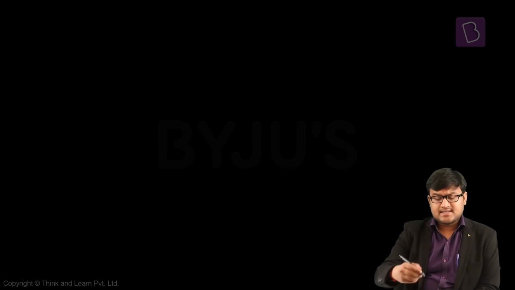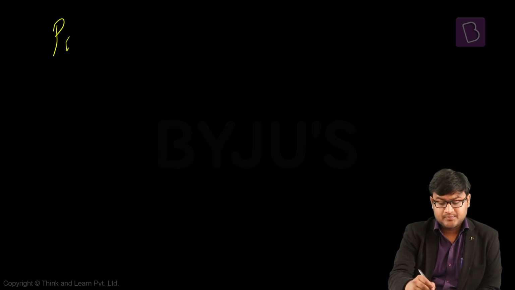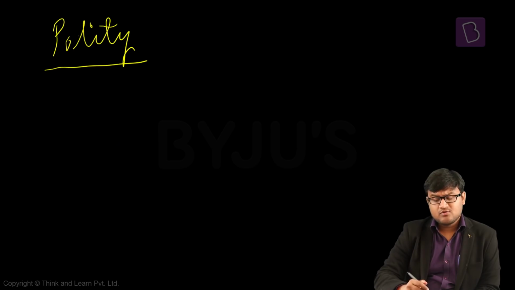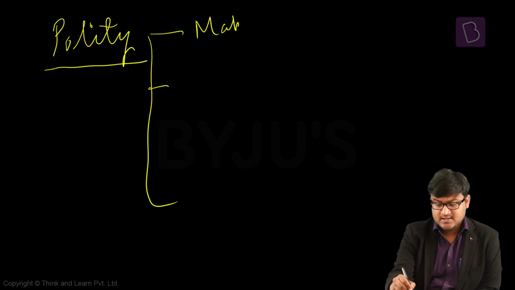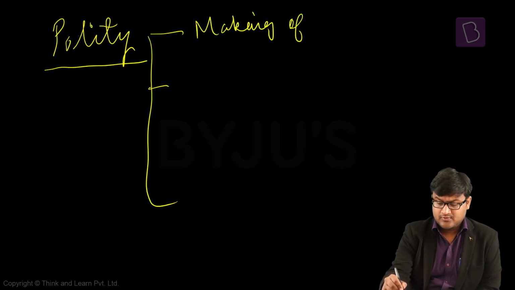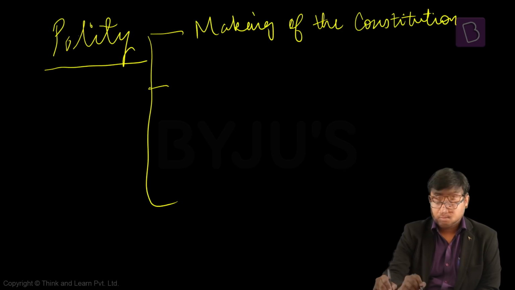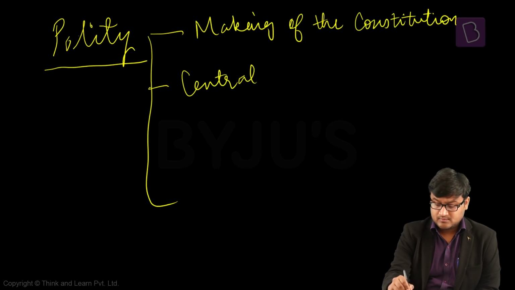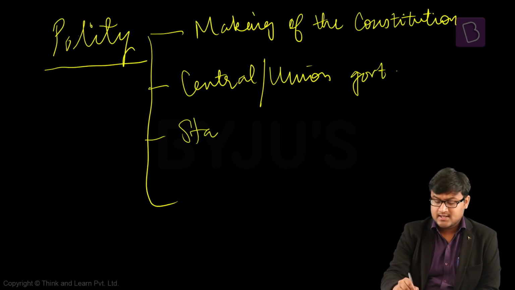Now let's come to the next subject, which is polity. In polity, if you see, there are mainly 3 to 4 main parts. First is making of the constitution. Second one is central government or the union government. Third one is the state government.